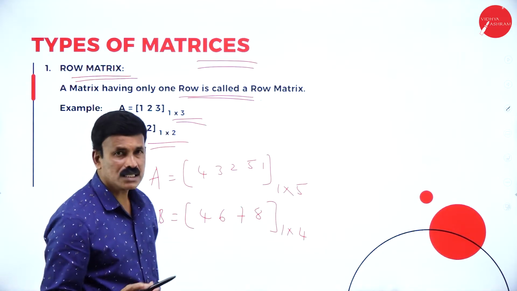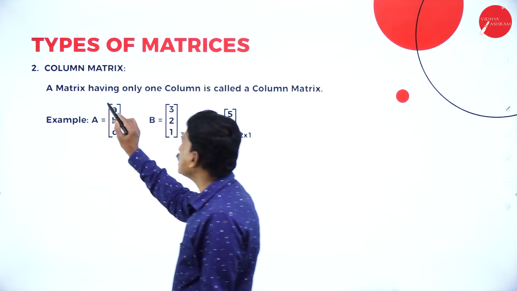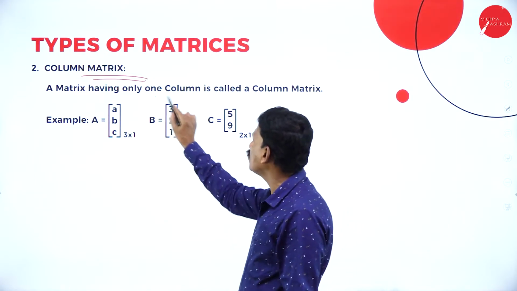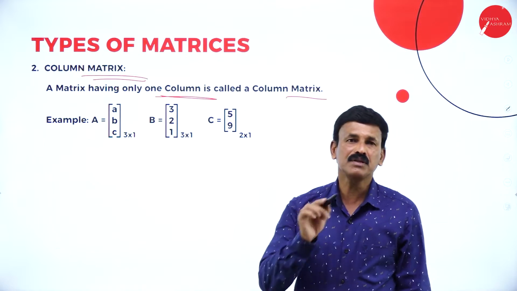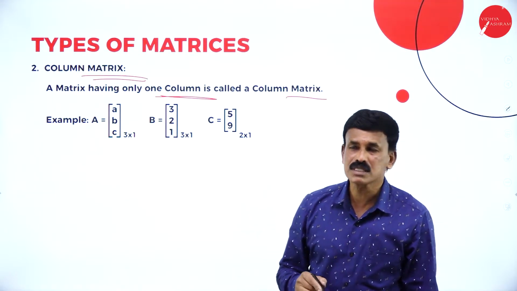Now, let us come to the next one, the column matrix. A matrix having only one column is called a column matrix. A matrix having one row means row matrix. A matrix having only one column is called a column matrix.